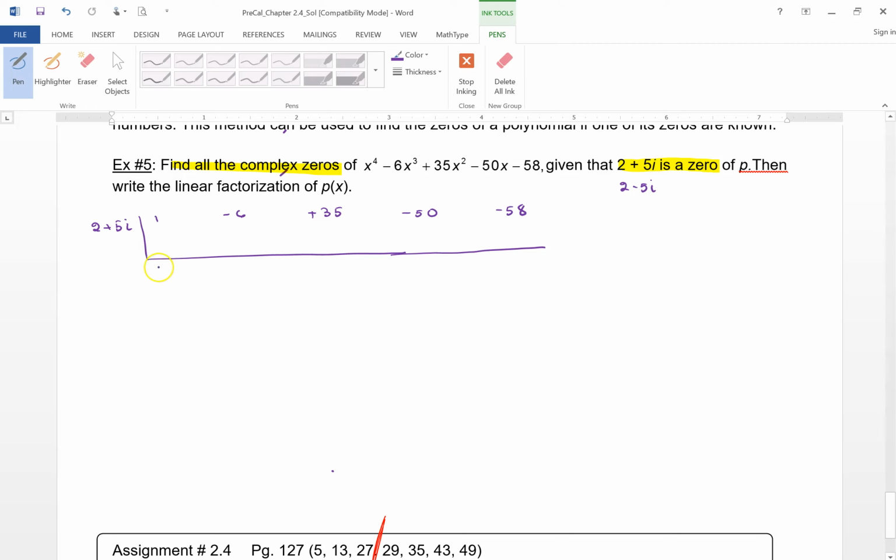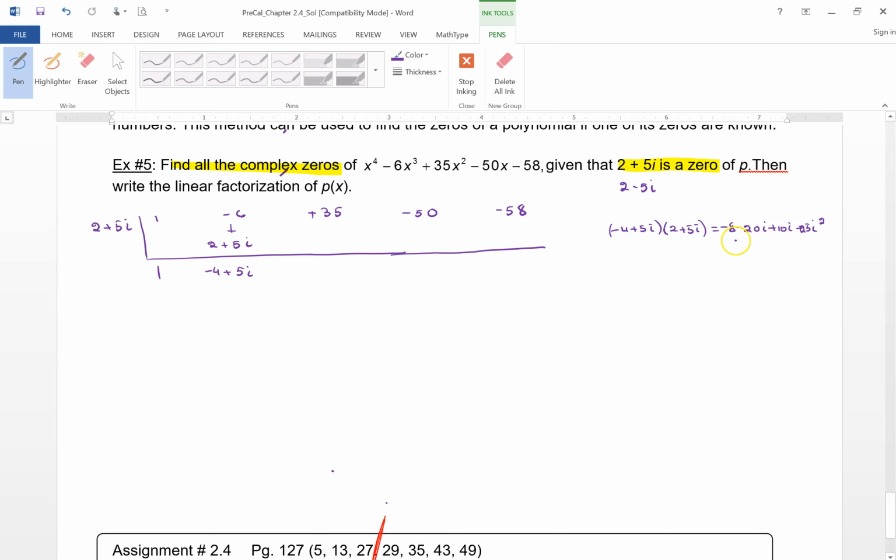Okay, so 1 comes down, you multiply everything by 2 plus 5i. Now when you add, you get negative 6 plus 2 is negative 4 plus 5i. Now, I'm going to multiply negative 4 plus 5i with 2 plus 5i. So I'm going to FOIL: negative 8 minus 20i plus 10i plus 5i squared. 25i squared.